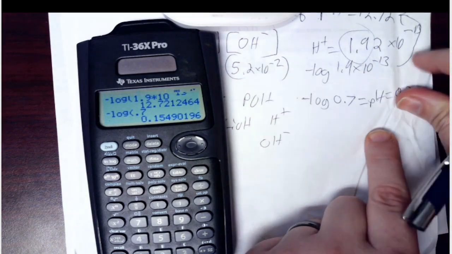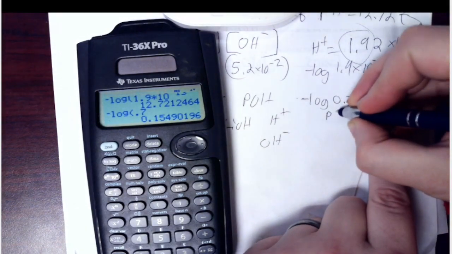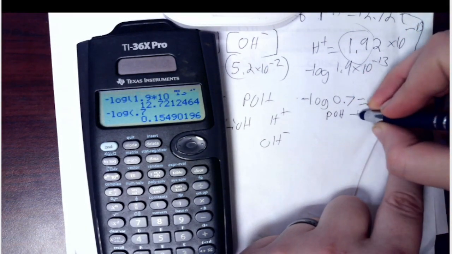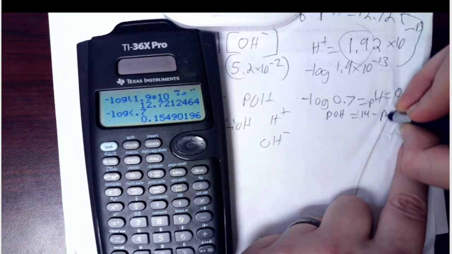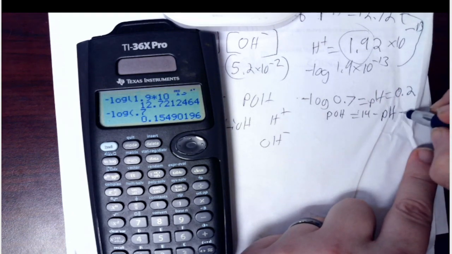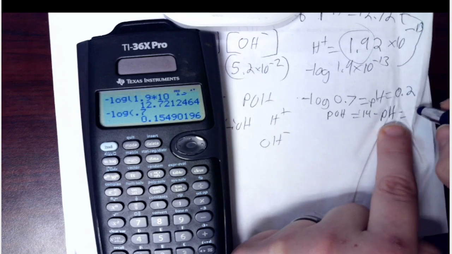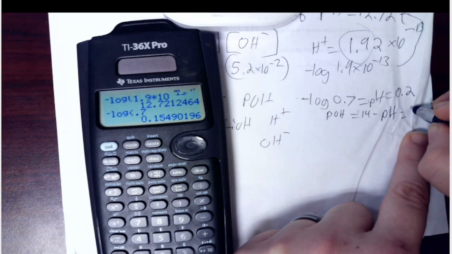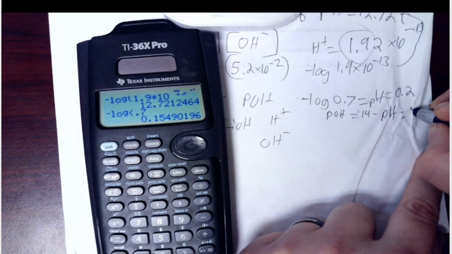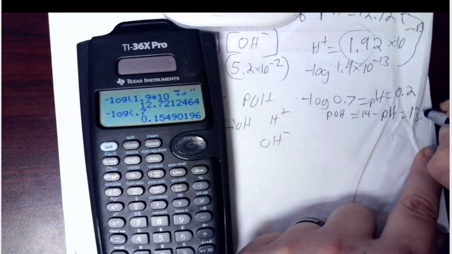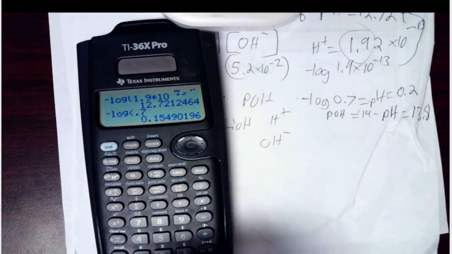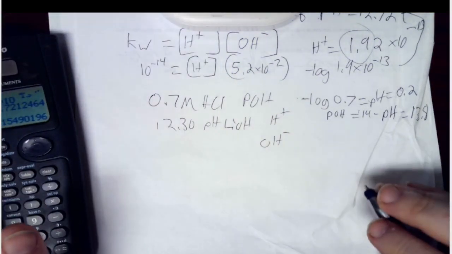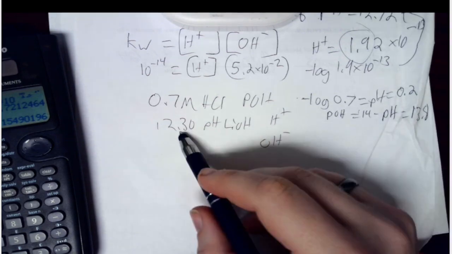Well, pOH is going to be 14 minus pH. So 14 minus 0.2 is going to be 13.8. Now, I'm actually going to solve.